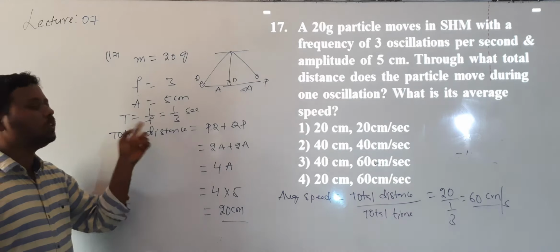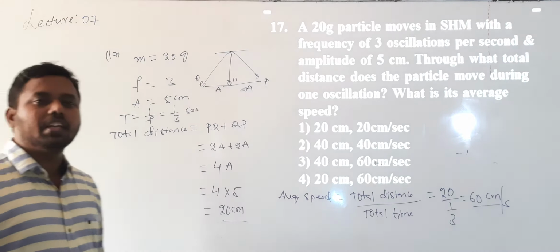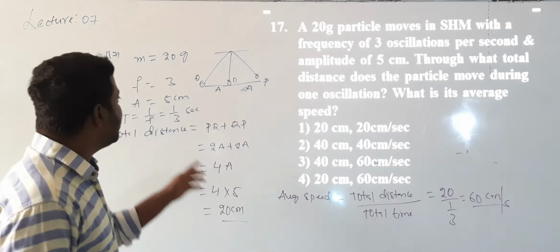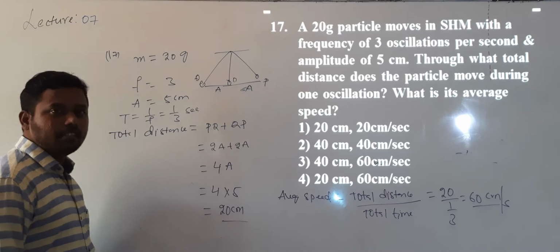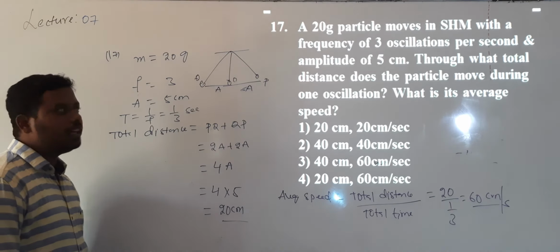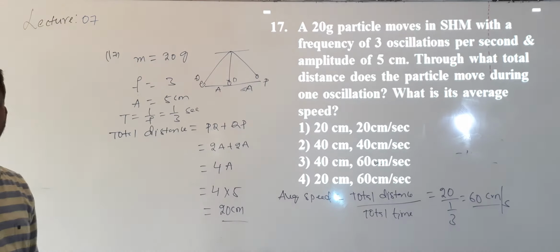First I calculated the total time taken. Total time of journey is the time period. Time period value is equal to 1 by 3 seconds. Then I calculated the average speed. That is question number 17.